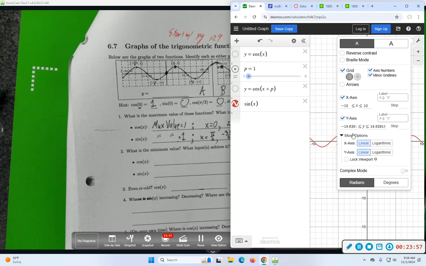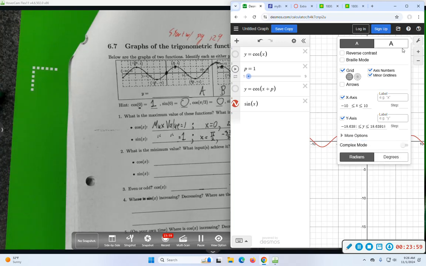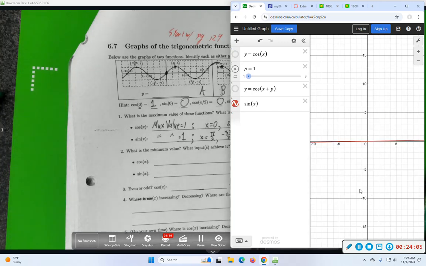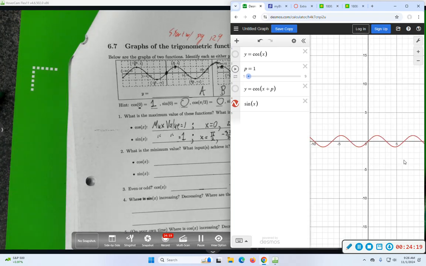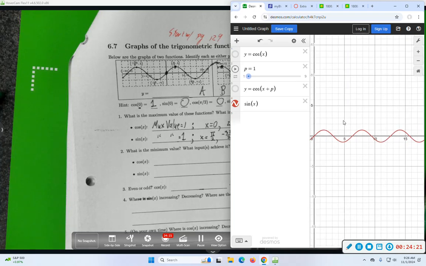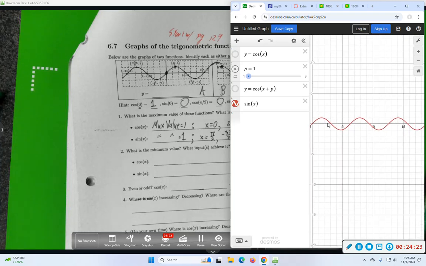In fact, let's see how this graph looks in degrees. I know you can have it work in degrees. Big button on the bottom. There's the graph of sine of x in degree mode. That looks way less interesting, doesn't it? And that's because, right, out to 10 is not very many degrees. All right. So let's just zoom a little bit to the side.